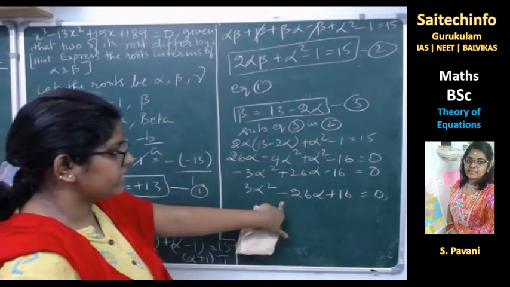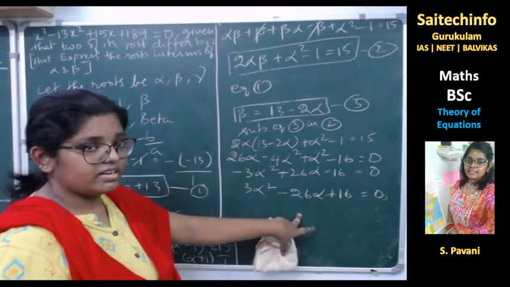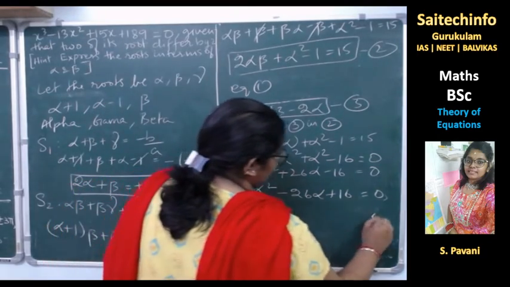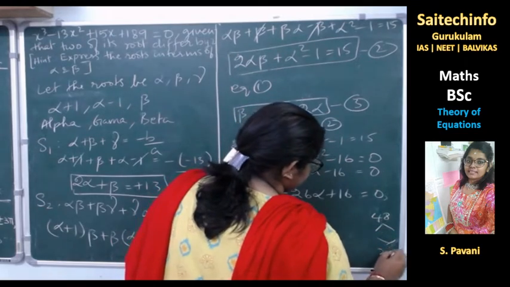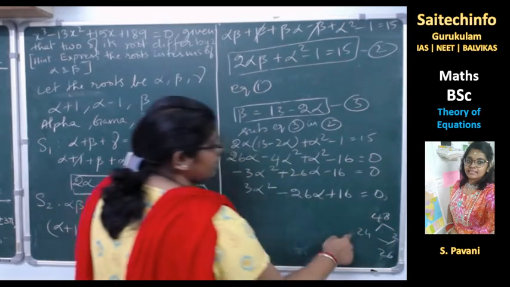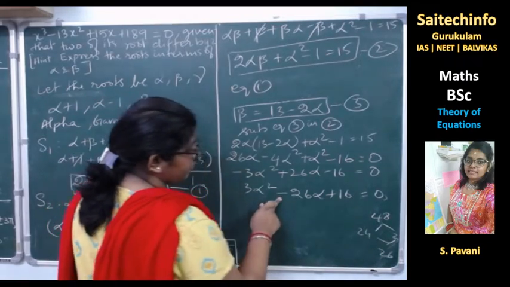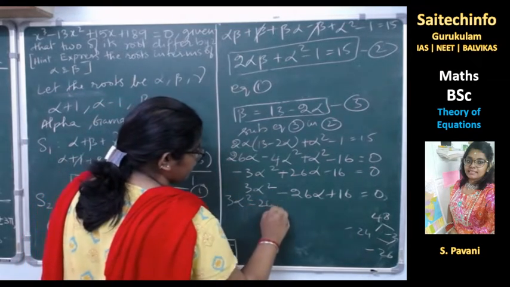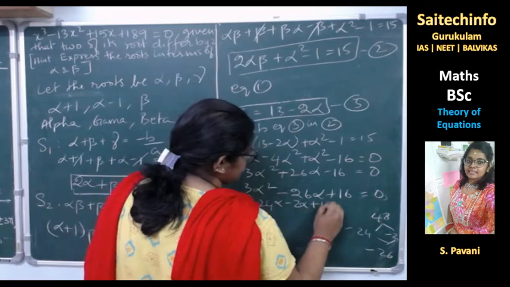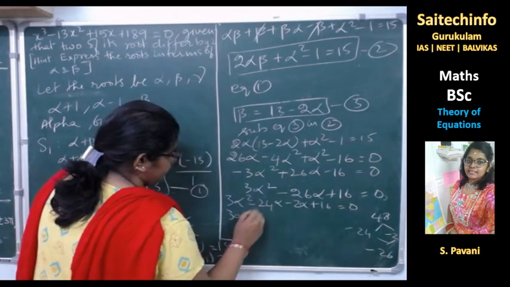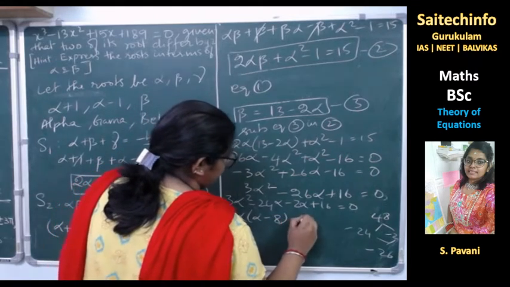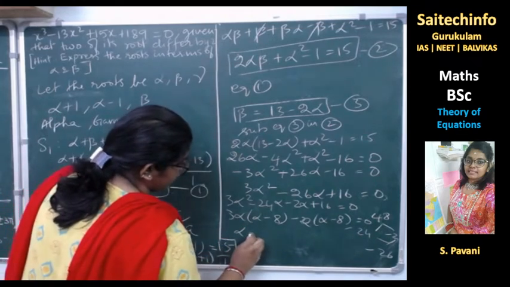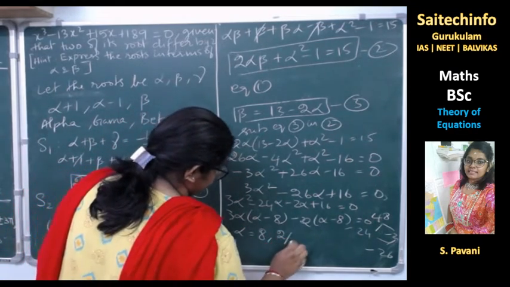Now we can solve this equation using middle term factorization or the quadratic equation formula. I am using middle term factorization, that is the sum and product method. 48 is the product, 26 is the sum. 24 twos are 48, 24 plus 2 is 26. Here we have minus 26, so minus 24 minus 2. 3 alpha square minus 24 alpha minus 2 alpha plus 16 is equal to 0. 3 alpha minus 2 times alpha minus 8 is equal to 0. So the two values of alpha are 8 and 2 by 3.